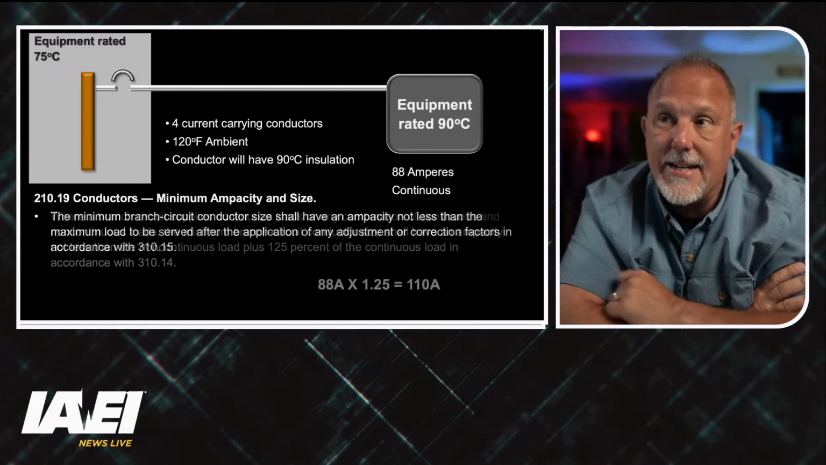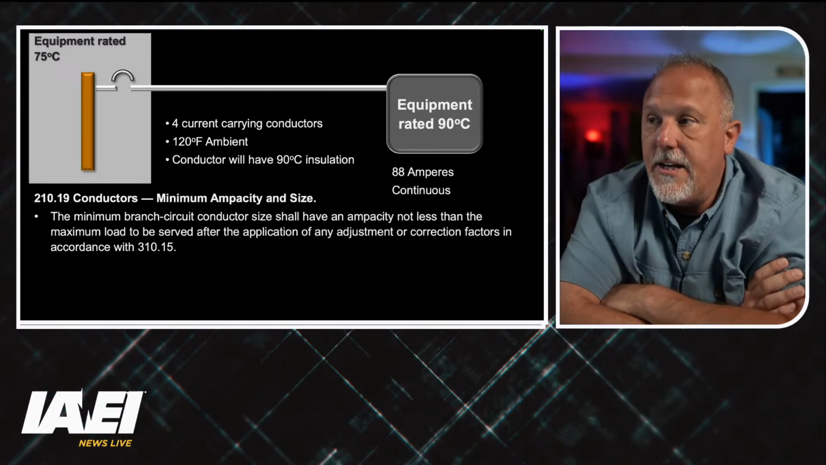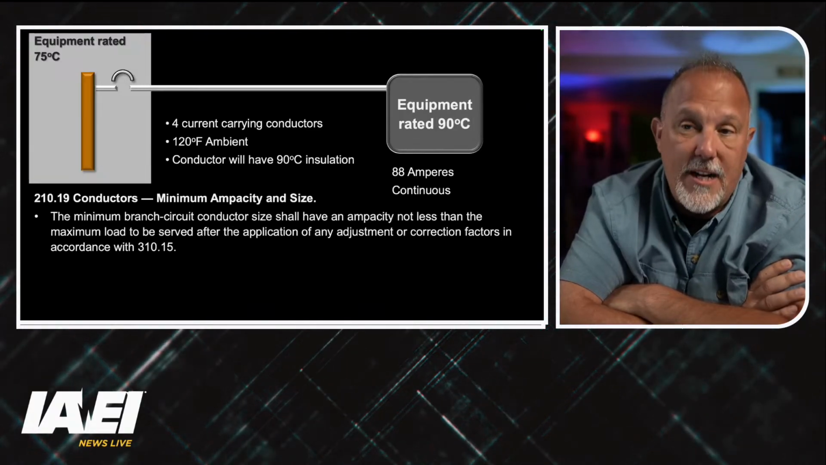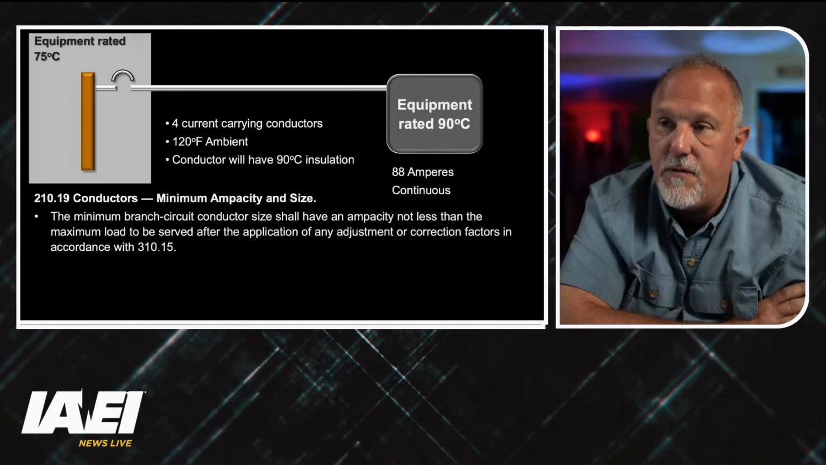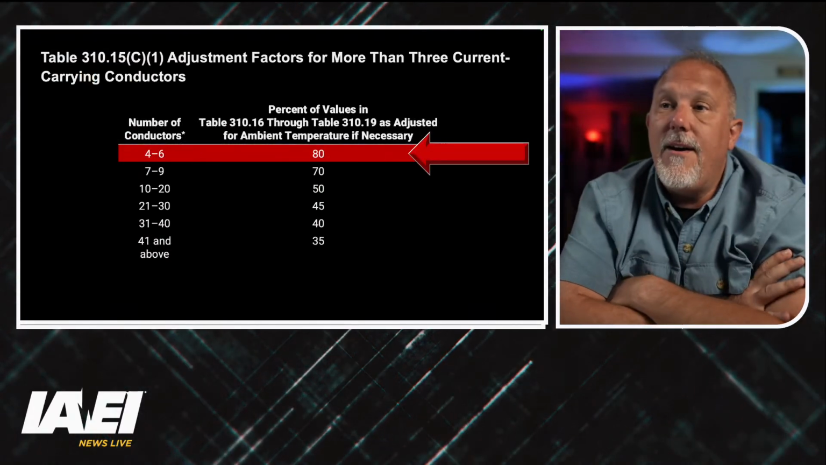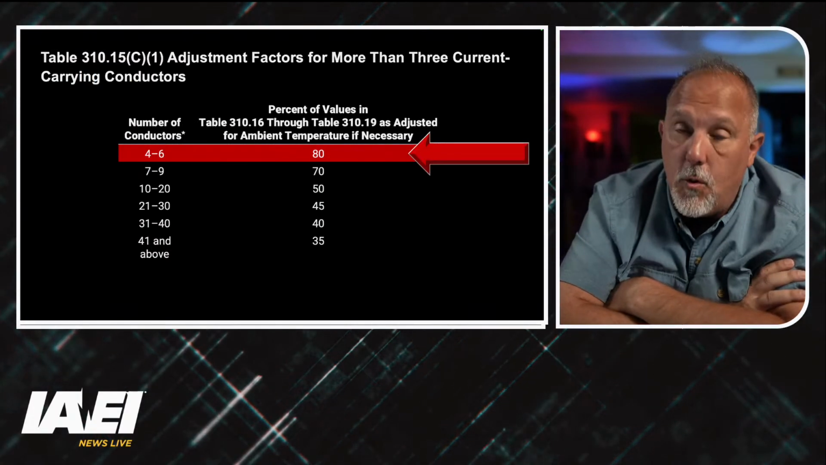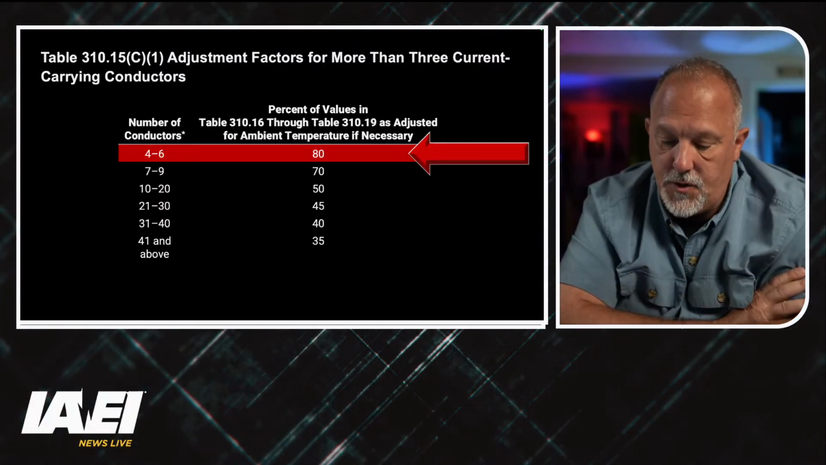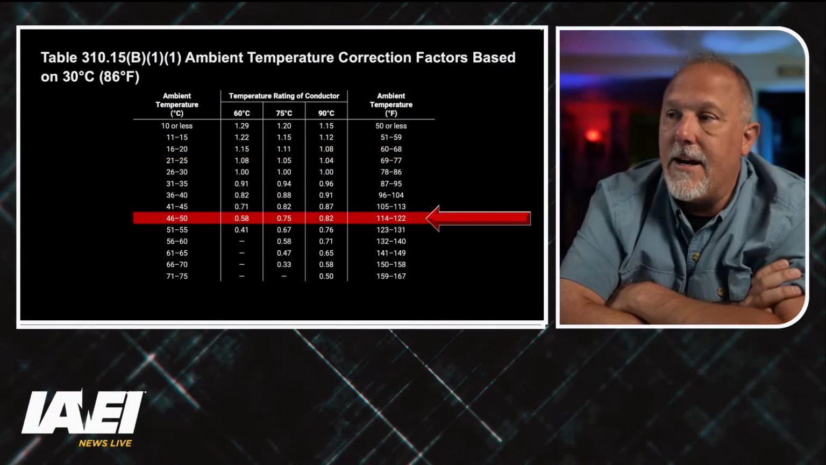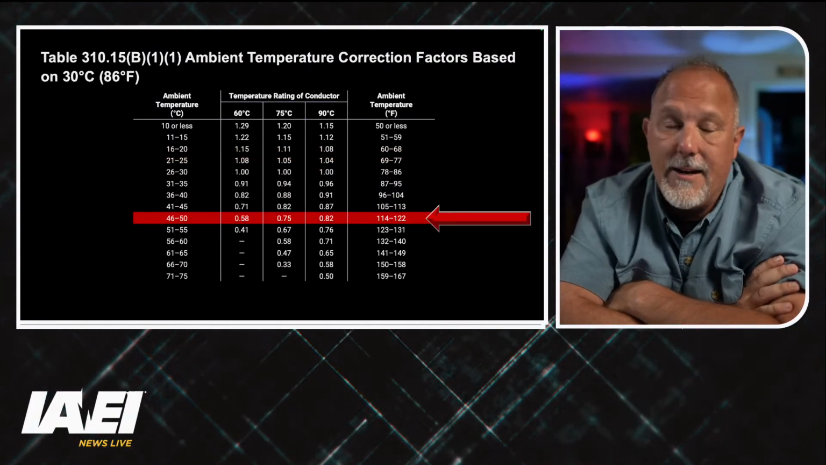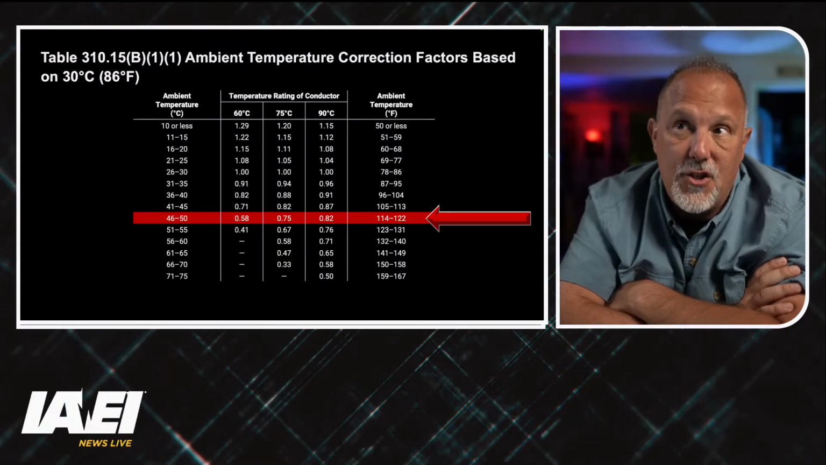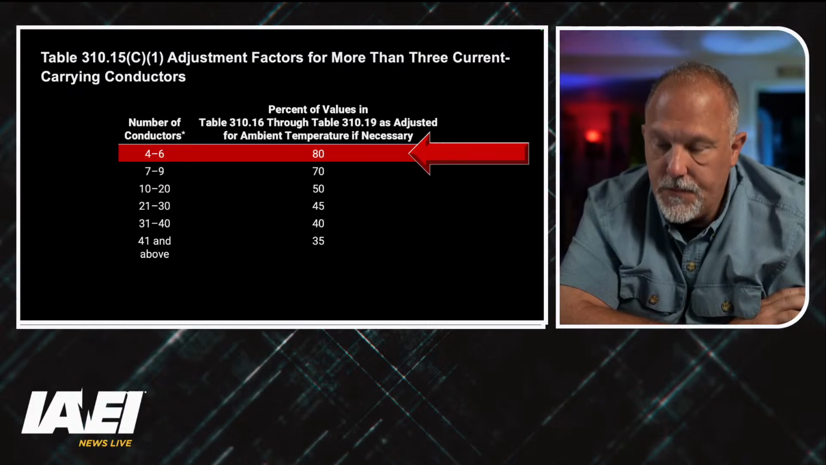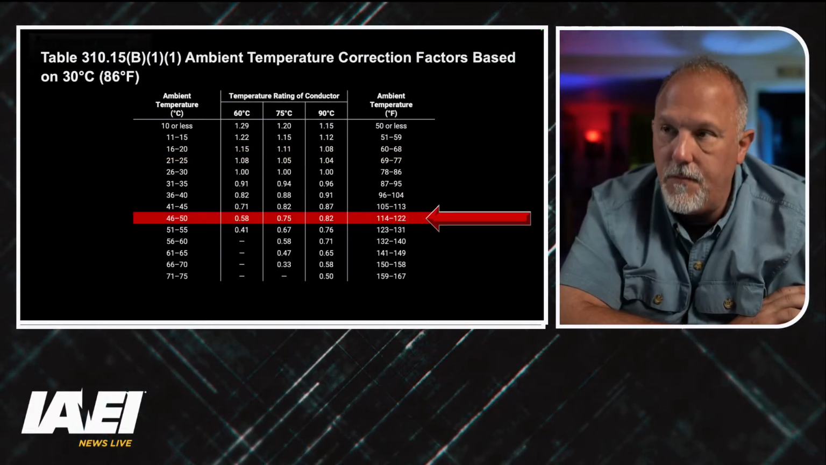So then I do the second calculation, which is an ampacity not less than the maximum load to be served after the application of any adjustment or correction factors. I'm not doing the 1.25. So now I've got 4 current carrying conductors, so I'm going to adjust by 80%. And I'm at 120 degrees Fahrenheit, so I'm at a 90 degrees C insulation, so I'm at 0.82. So those are my two numbers. The first one is my 0.8. The second one is 0.82.